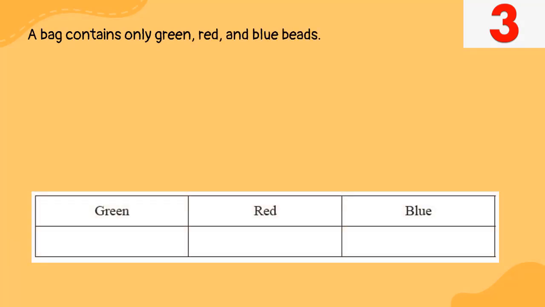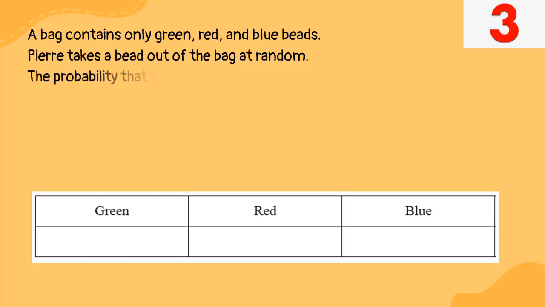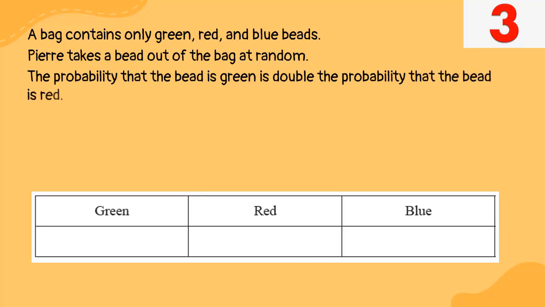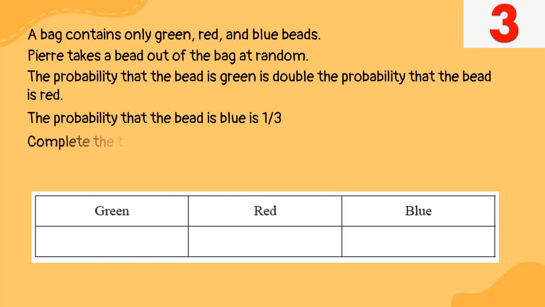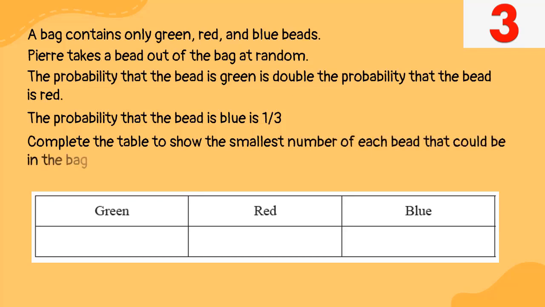A bag contains only green, red, and blue beads. Pierre takes a bead out of the bag at random. The probability that the bead is green is double the probability that the bead is red. The probability that the bead is blue is 1/3. Complete the table to show the smallest number of each bead that could be in the bag.